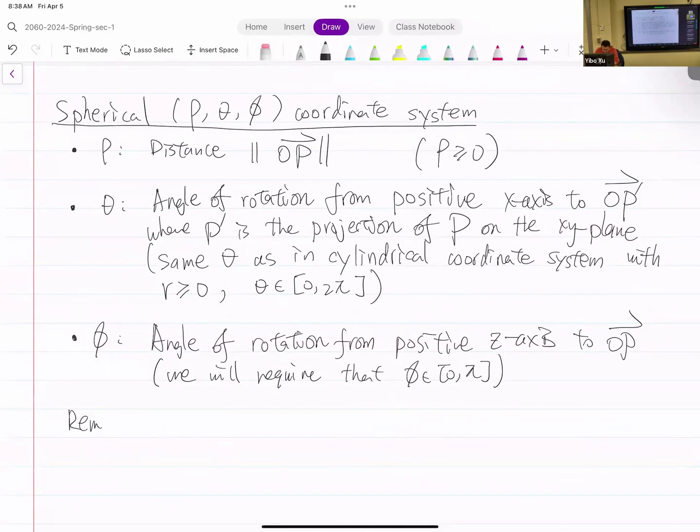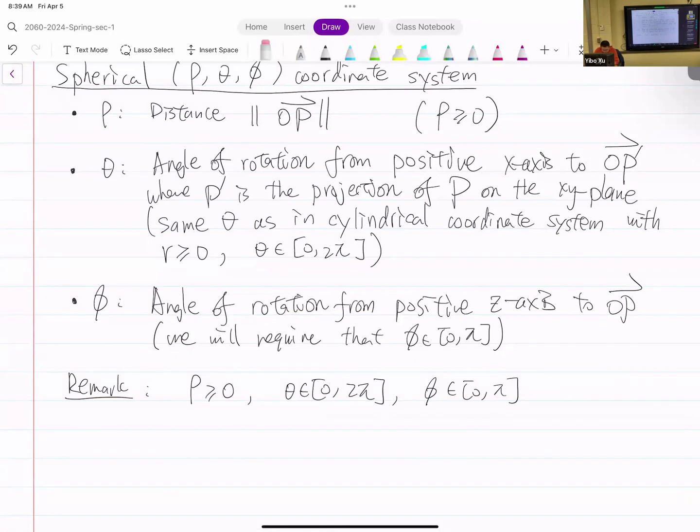So a quick remark. We must have rho, the distance, to be non-negative. Theta is trying to decide the vertical plane that's containing the point P, so it could have one period as the range of the angle, but phi is from 0 to pi, because within that vertical plane containing the z-axis, the direction OP will always be in the upper half. Okay.